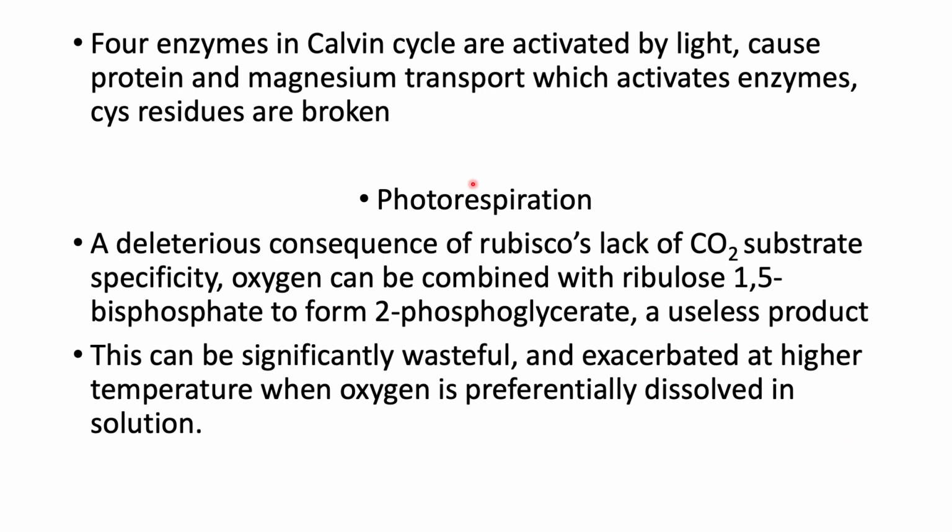There are 4 enzymes in the Calvin cycle which are activated by light. They cause protein and magnesium transport, which activates enzymes, and cysteine residues are reduced. Photorespiration is a deleterious consequence of rubisco's lack of substrate specificity for carbon dioxide. So you can combine oxygen with ribulose 1,5-bisphosphate to form 2-phosphoglycolate, which is a useless product. And this can be significantly wasteful and exacerbated at higher temperature when oxygen is preferentially dissolved in solution. So there is a temperature range over which this can work optimally, and absent that temperature range, it will not work at all.